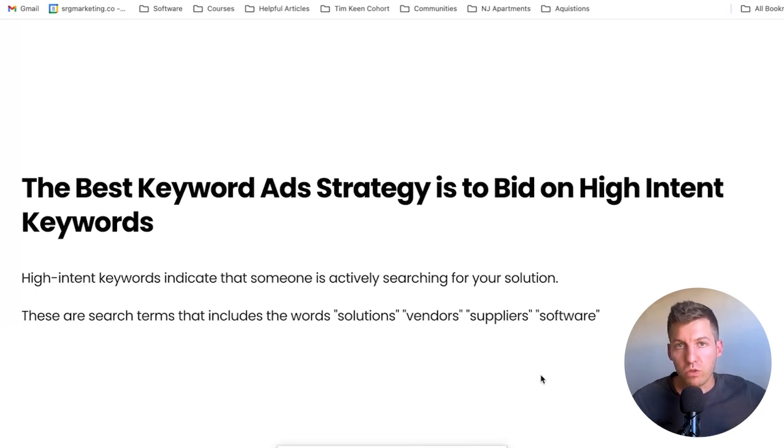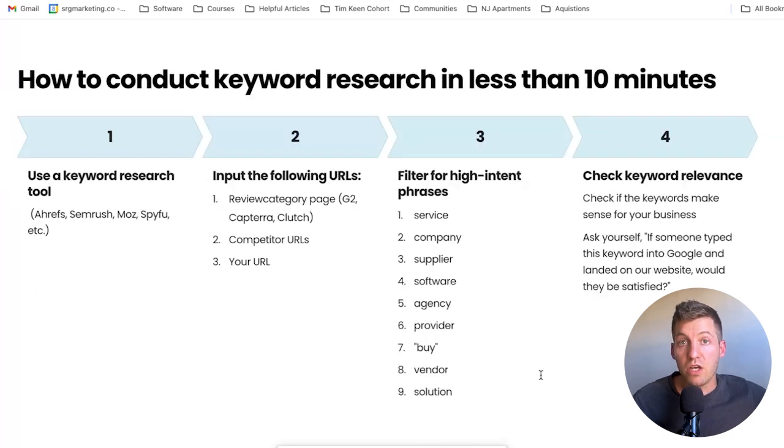If people include these terms in their searches, they're actually showing that they're looking to research a supplier or a vendor or a solution. And this indicates that they're far enough down the funnel that they're ready to evaluate a solution. And because they are in this part of the funnel, they're going to be much more likely to convert when they see your ad and land on your website. Here's how you can uncover this strategy for your business in less than 10 minutes.